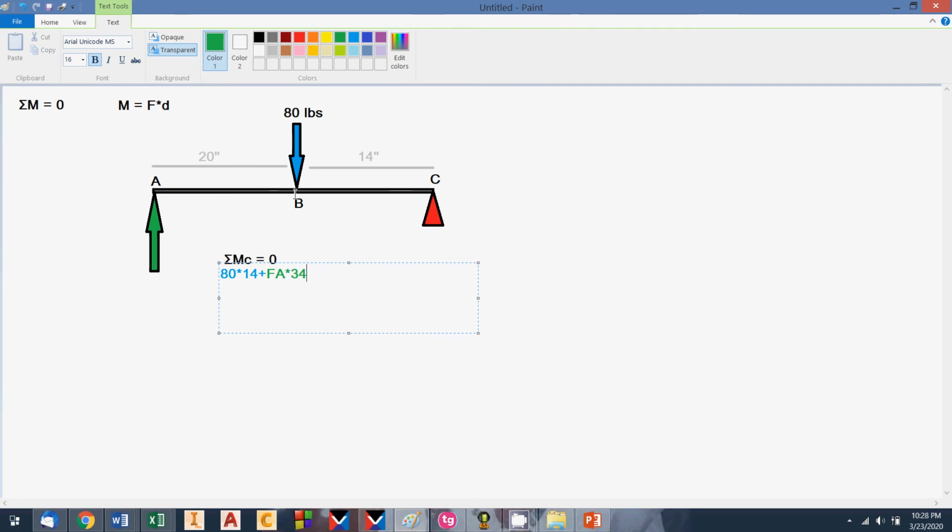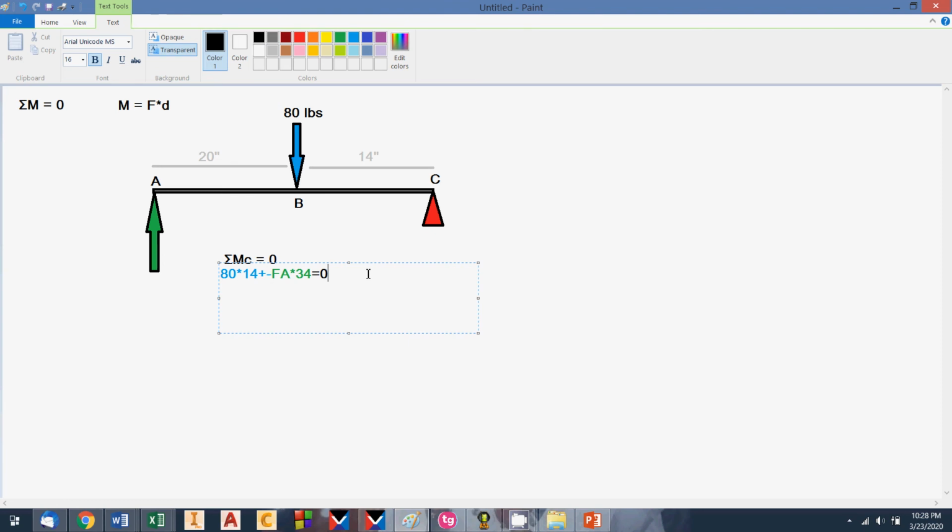All right. Now, go back. Which direction is A going to cause it to rotate? Well, it wants to come up, so it's going to go around point C this direction. That's clockwise. So I want to come back and put a little negative sign here. So it's going to be negative force at A times 34. And this is going to equal 0. So those are the two objects that are going to create moments around point C.